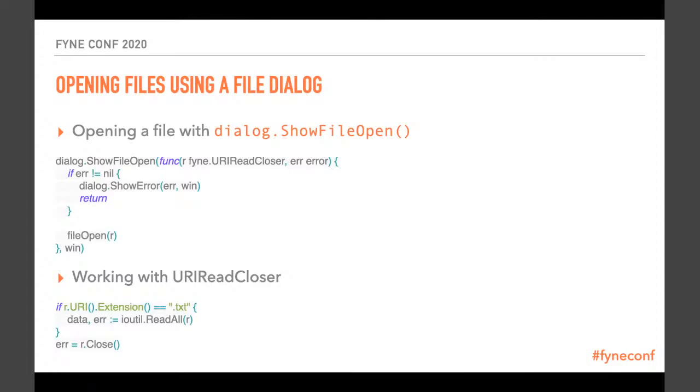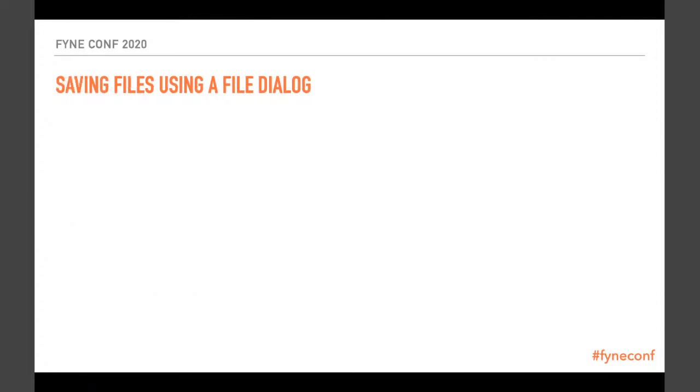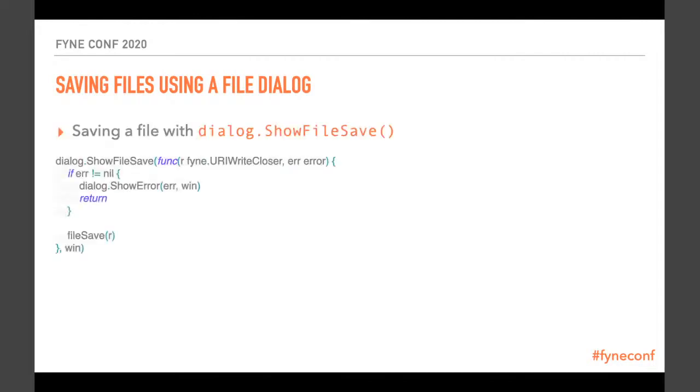How do we write data out to a selected location? Well, again, we have a dialog that we can use. ShowFileSave is the write equivalent of the read operation, ShowFileOpen. You can see the code here is very similar. We will be called back when the user makes a selection. They're providing to this callback a write closer and a possible error. Again, check the error, and then we'll handle the details of what to do with that reference in another method that we've called fileSave.